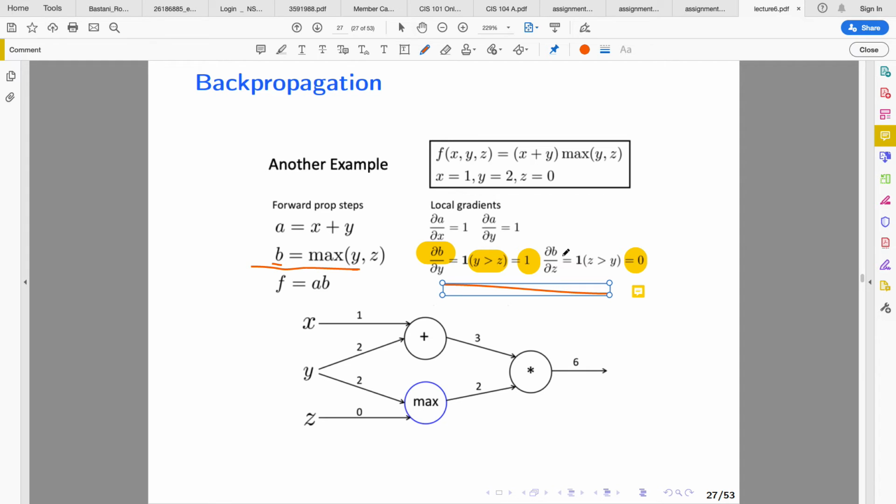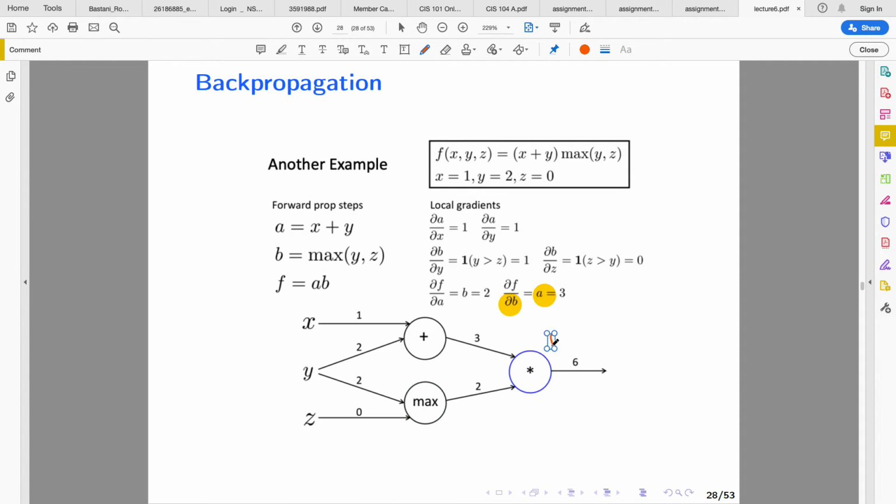We do a partial derivative of b with respect to z. This gives us a 1 if z is greater than y. Because y is our variable of interest, but because z is 0 and y is equal to 2, it doesn't give us a 1, it gives us a 0. So the final value here is actually 0. So we've gotten all those intermediary derivatives.